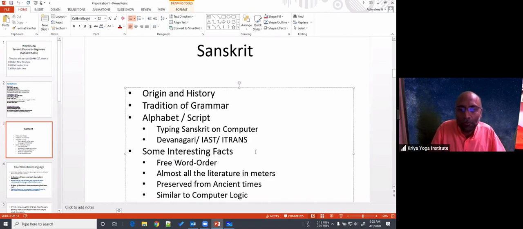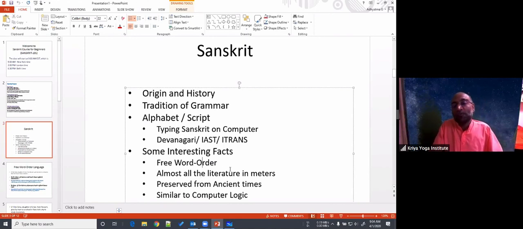So we discussed that. We also saw how to type Sanskrit on computer. I also discussed that Sanskrit has some amazing qualities. One is free word order. You can choose the words in a sentence pretty much in any order you want, and the meaning will not change. There is a default word order which I'll talk about later. But generally, if you change the word order, the meaning of the sentence does not change, and we will see how that happens.